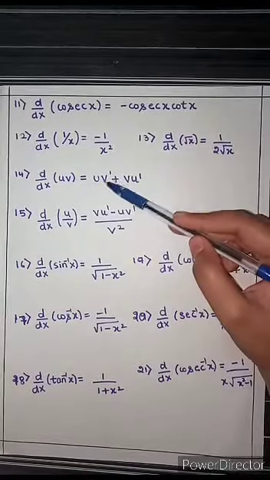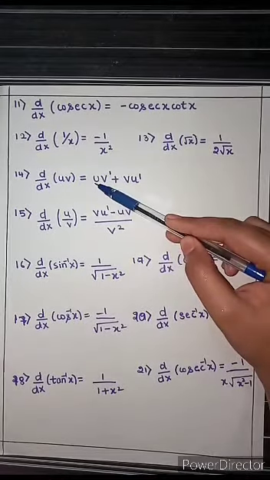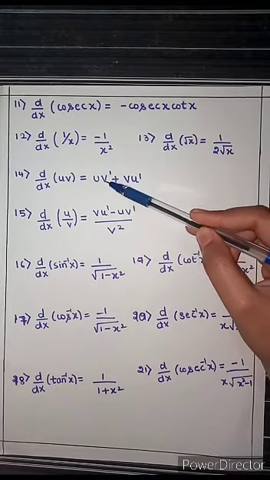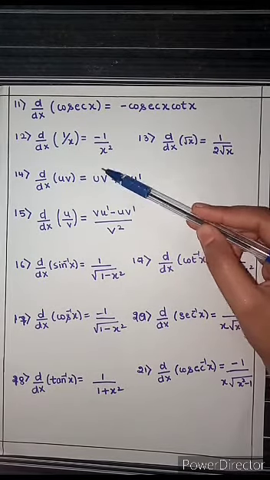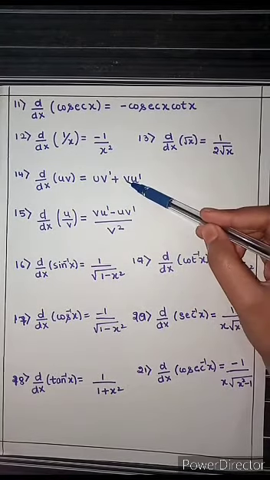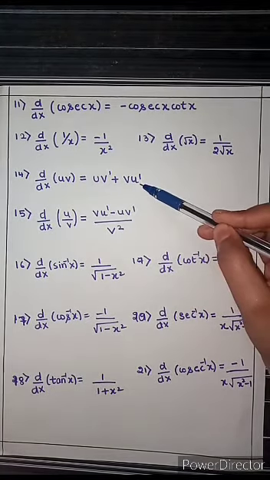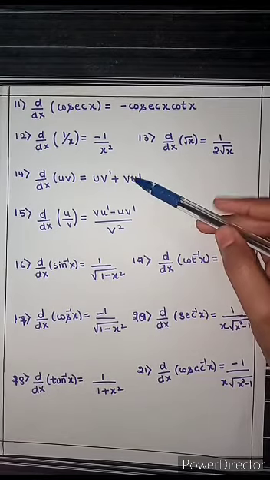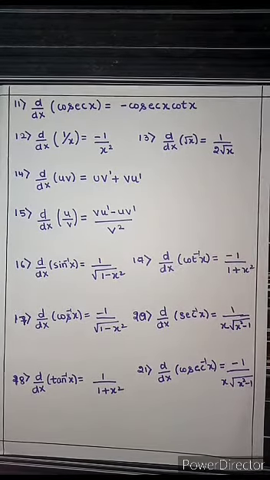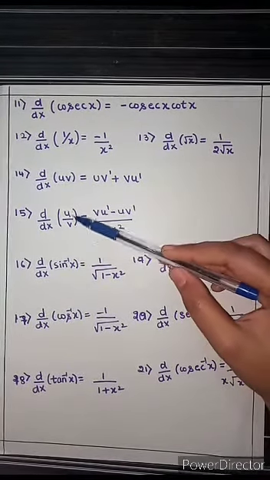Now first take u as it is and then differentiate v. Further write it as v dash, then plus. Now write v as it is and differentiate u. That's it. Revise this at least 2 or 3 times, then I'm sure you don't forget forever. Let's move to the 15th one.